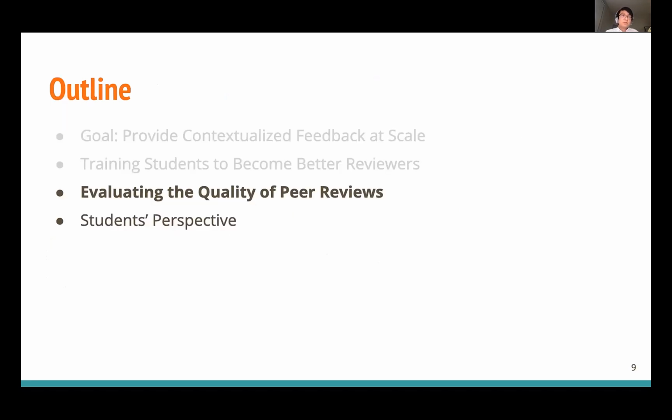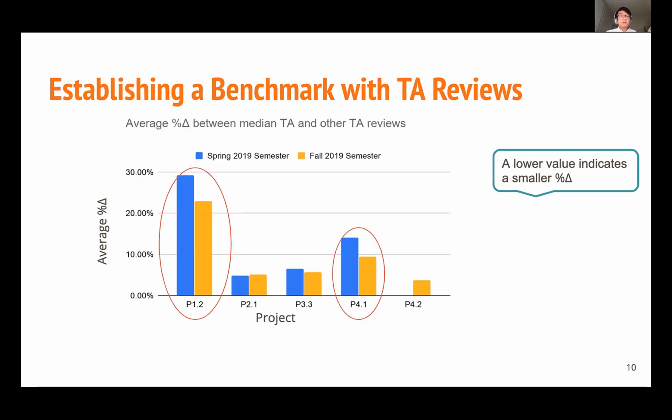Now that students are properly trained, we should assess the quality of peer reviews. In the next section, I will present some of our findings on the accuracy of peer review based on the data collected over 2 semesters during which 226 students performed over 1,000 code reviews. First, we need to establish a benchmark, understand the intrinsic difficulty of grading.